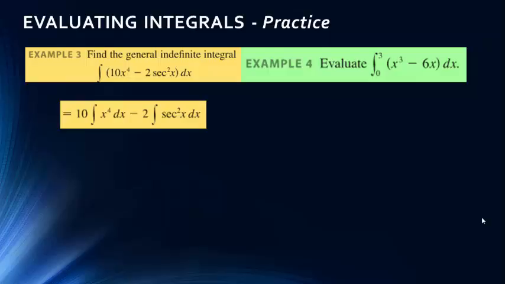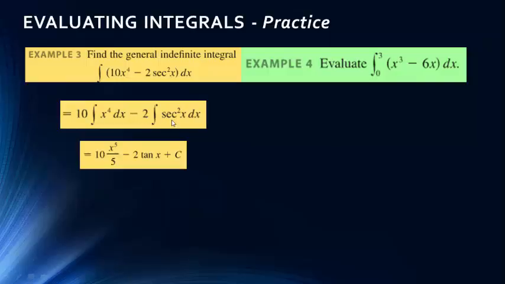So for example 3, notice we can separate this out and we get 10 times the integral of x to the 4th, pretty simple, minus 2 times the integral of secant squared x. Using our power rule and then what we know from our antiderivatives, the first integral becomes x to the 5th over 5 with the power rule, and the integral of secant squared is just tangent.